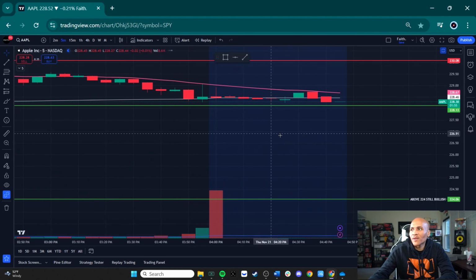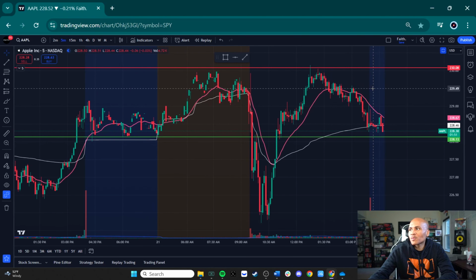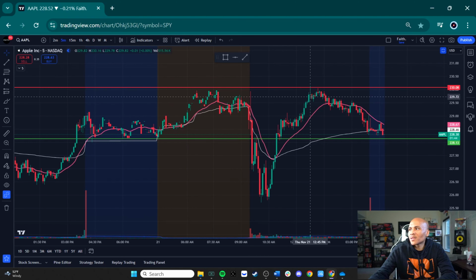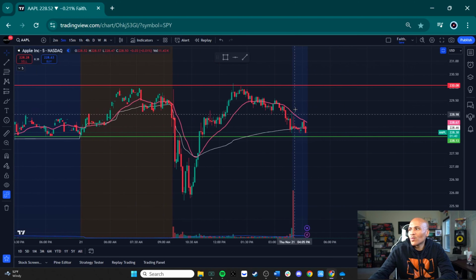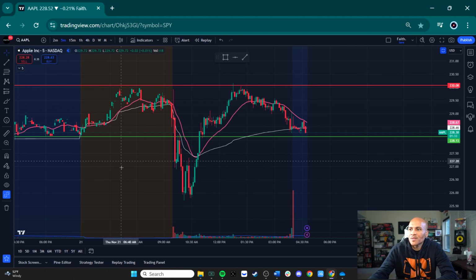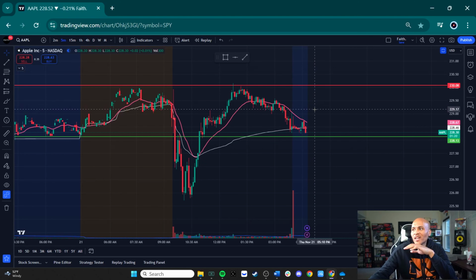I'll take it to the 5 minute. This is where we currently are now, post-market. This was today's price action for Apple. Bam, it rejected off that 230 level. Now we are in post-market. Tomorrow, you'll see this little bronze color in the background. That's pre-market, right before the market opens, and it'll be right behind this shaded blue color as well.